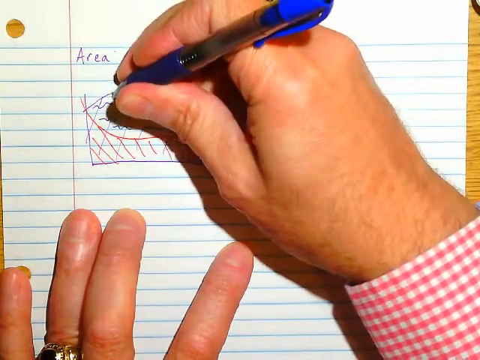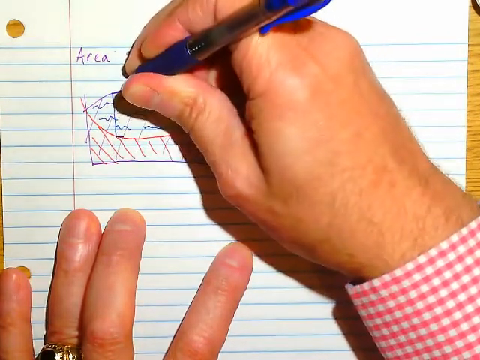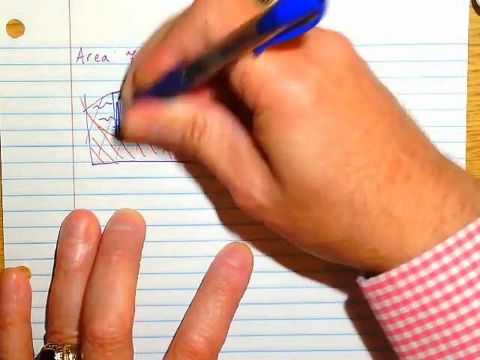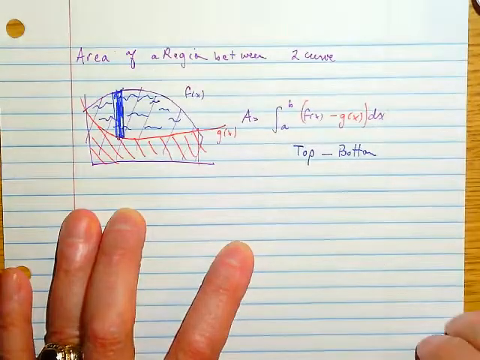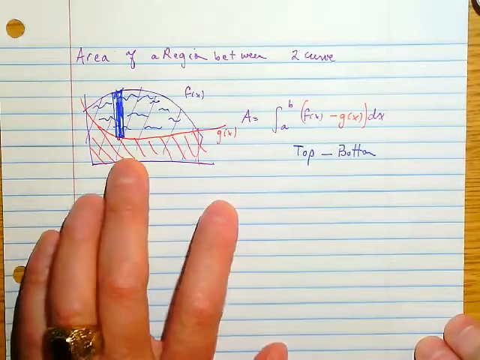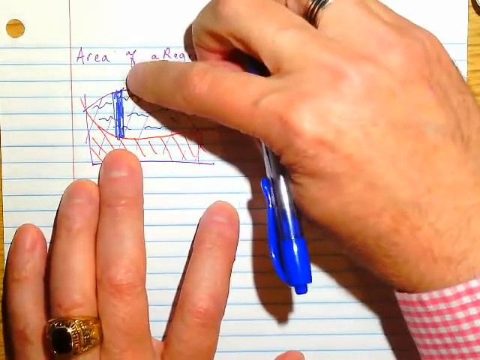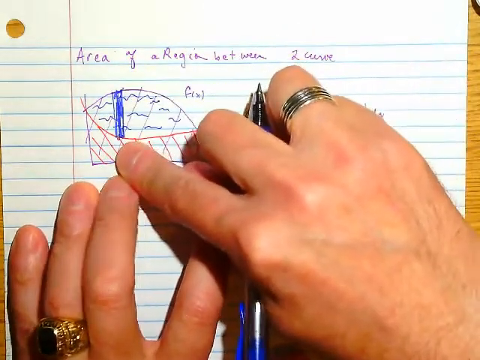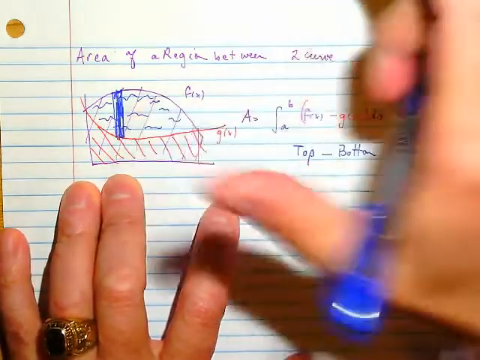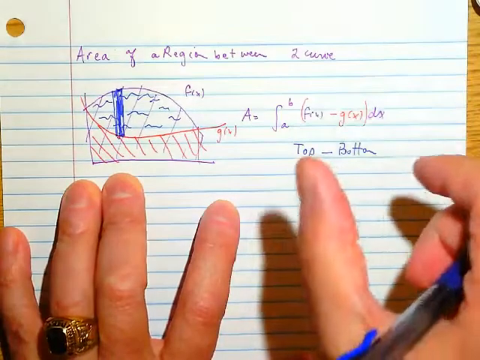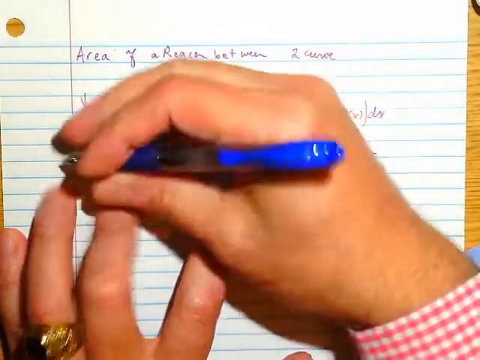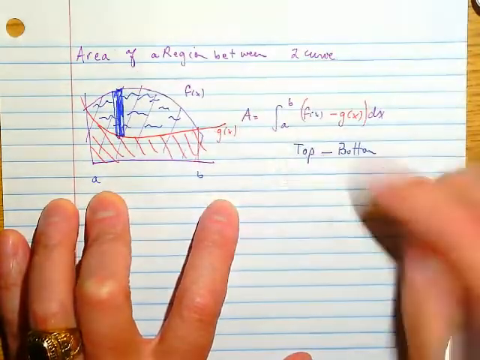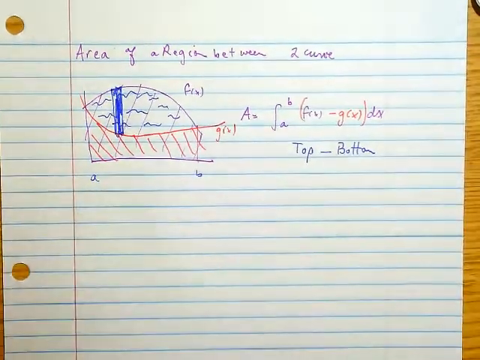So I'm going to use this rectangle right here as an example. The width of this rectangle is dx. The height of that rectangle is this top value here minus this lower value here. So the height of all those times the width, plus the height times the width, plus the height times the width, accumulating all of that from A to B, is this area right here. Okay, so that's the area of a region between two curves.